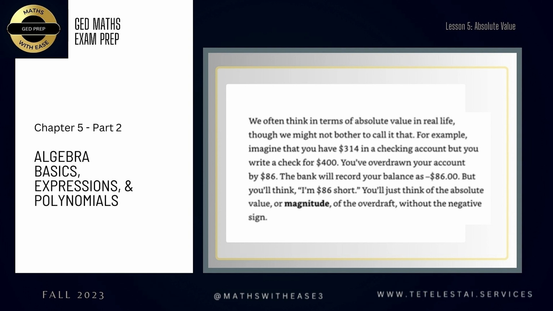The concept of absolute value often presents itself in real life situations. For example, if you were to write a check for $400, but your available balance is $314, your account will be overdrawn by $86, right? Your bank record would show a balance of negative $86. However, from a practical perspective, you would just simply state that you need $86 or that you're $86 short. So essentially, you're thinking in terms of absolute value, or the magnitude of the overdraft amount without the negative sign.